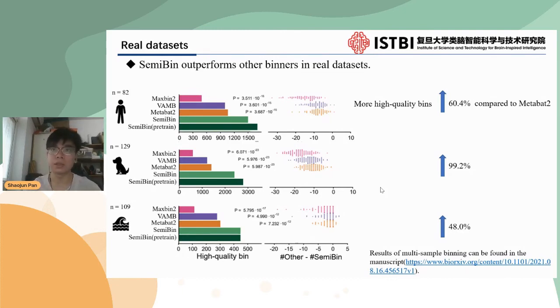In single-sample binning, SemiBin pre-train reconstructed significantly more high-quality bins compared to MaxBin2, VAMB, and MetaBAT2 in the human gut, dog gut, and ocean datasets. Compared to MetaBAT2, SemiBin pre-train has a 60.4%, 99.2%, and 48% improvement in the three datasets. When considering the results in each sample, SemiBin pre-train outperformed other single-sample binners in almost every sample, and the p-value showed statistically significant improvement. We have also benchmarked multi-sample binning, and you can find more results about that in our manuscript.